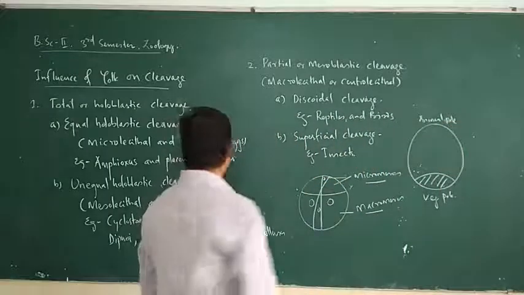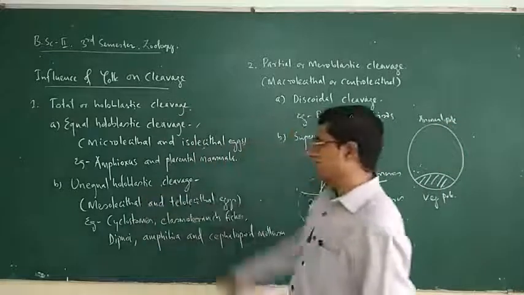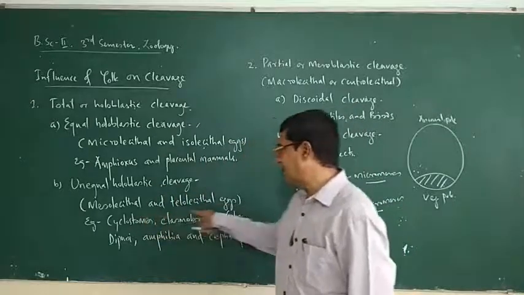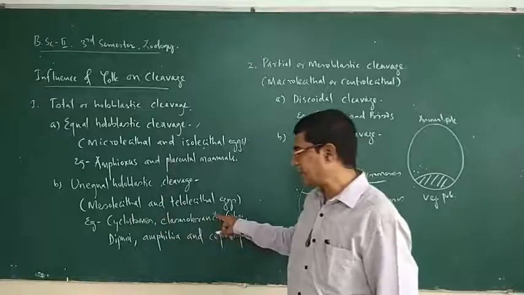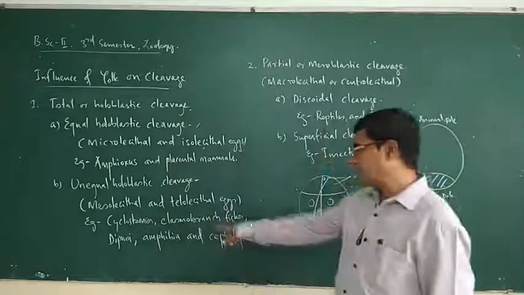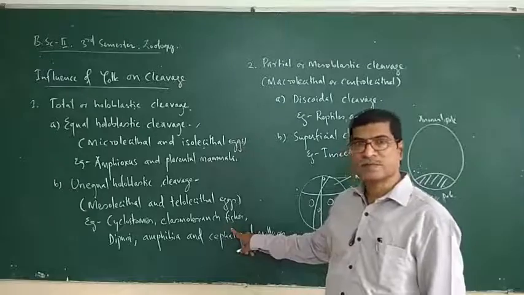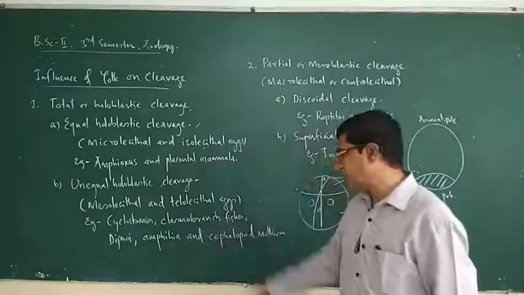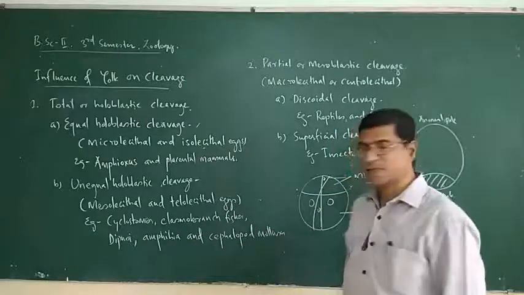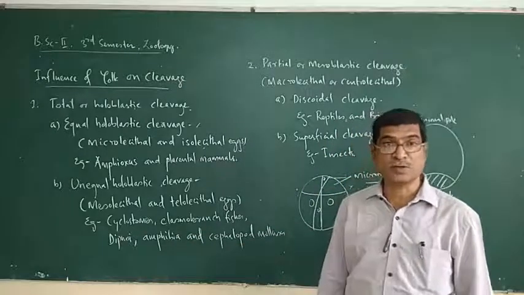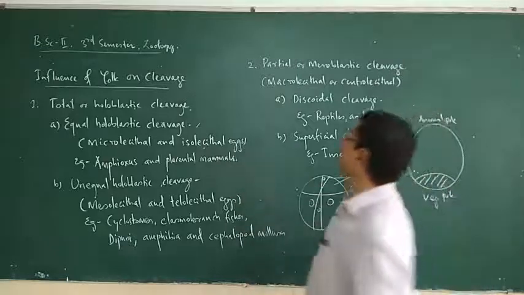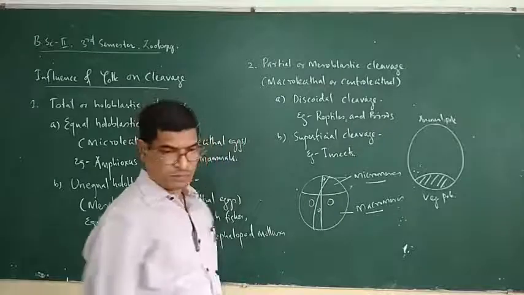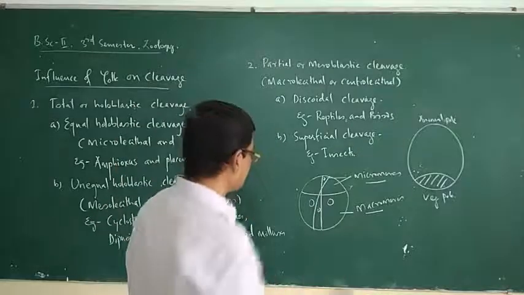Holoblastic unequal cleavage occurs in mesolecithal and telolecithal eggs. Examples: cyclostomes, elasmobranch fishes, that is cartilaginous fishes, dipnoi lungfishes, amphibians, cephalopod molluscans. Okay. Next, partial or meroblastic cleavage.